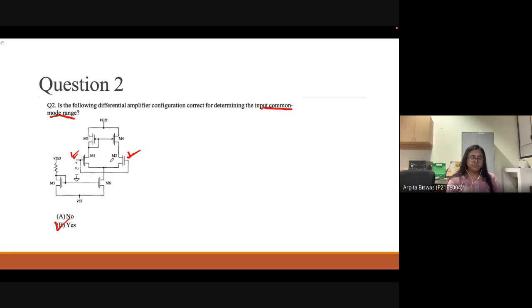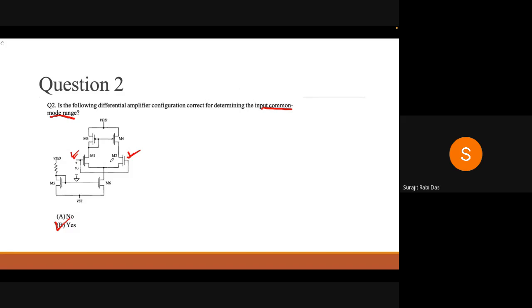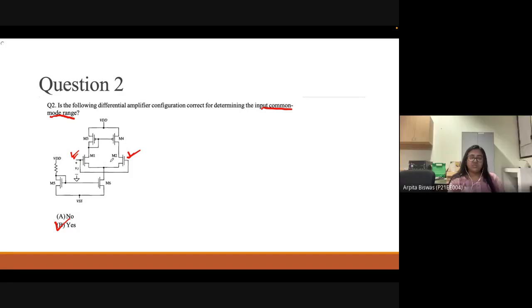Yeah, but I'm thinking that for finding the VC max and VC min, the input common mode range, VC max can be found. So it is VT plus VD, and VD is VDD minus I into RD. Next we are going to solve the question of how to find this VC max and VC min.